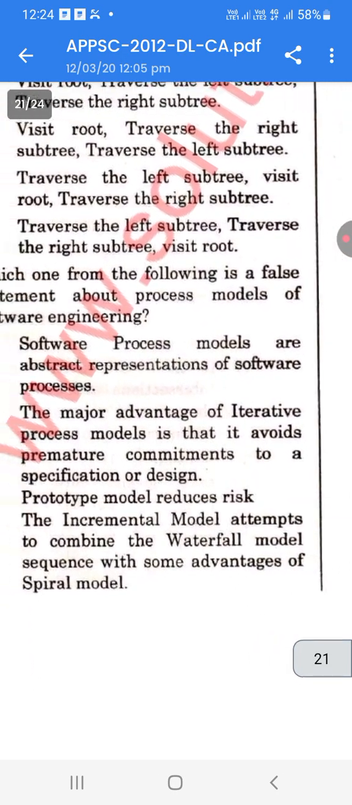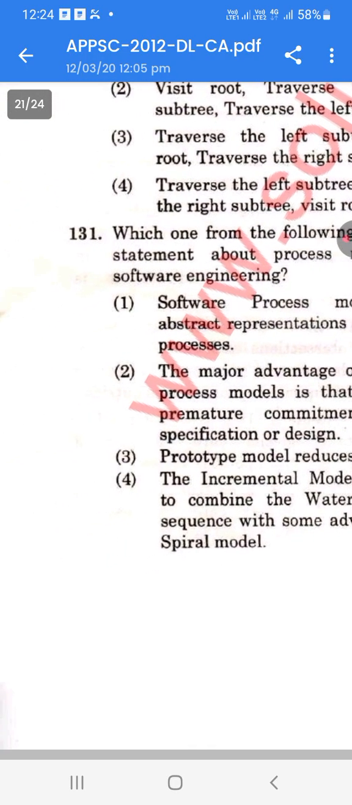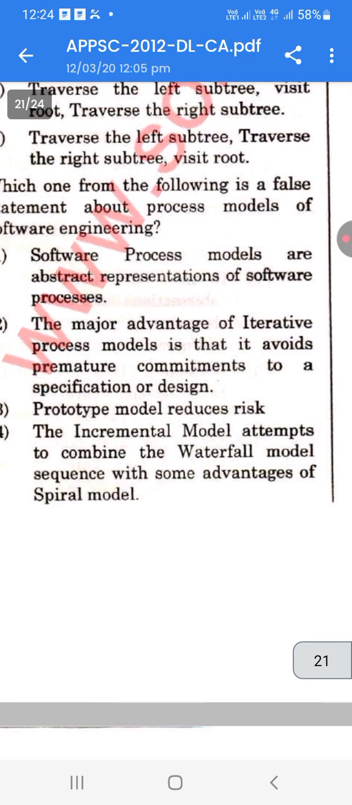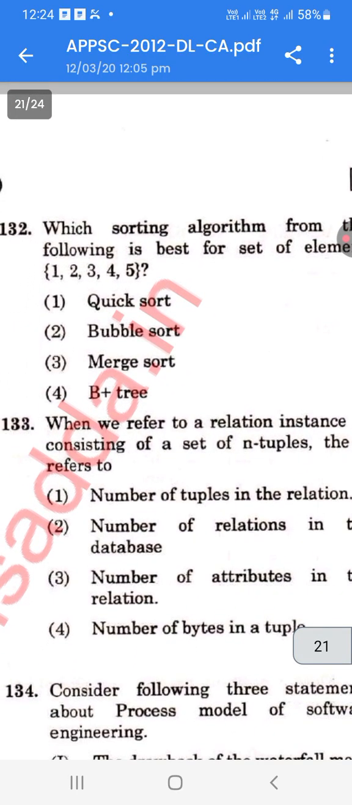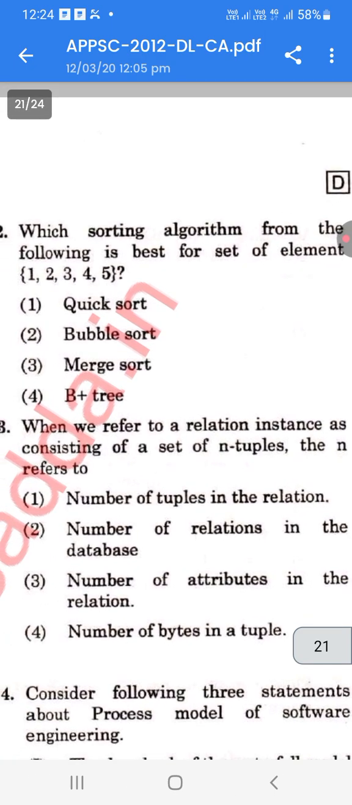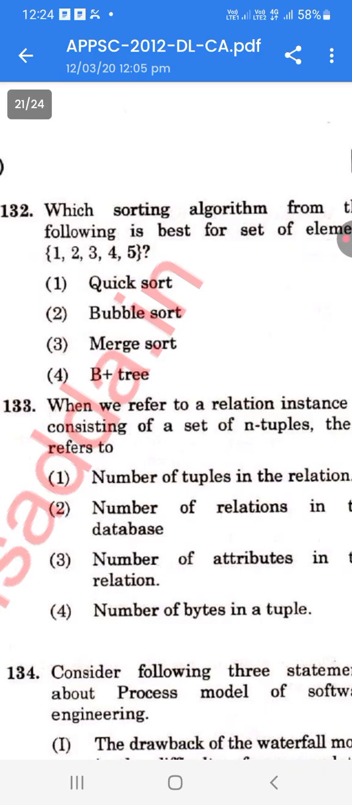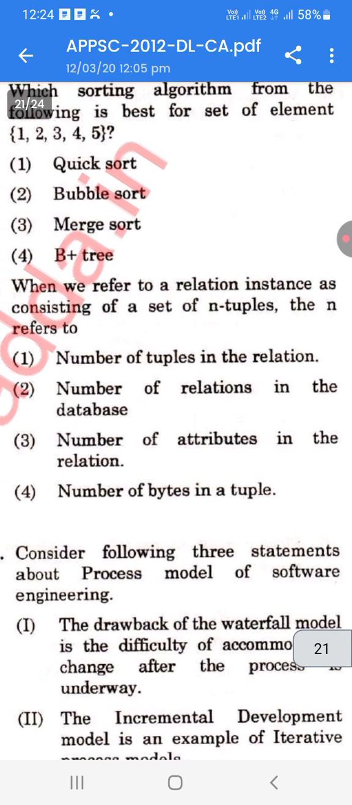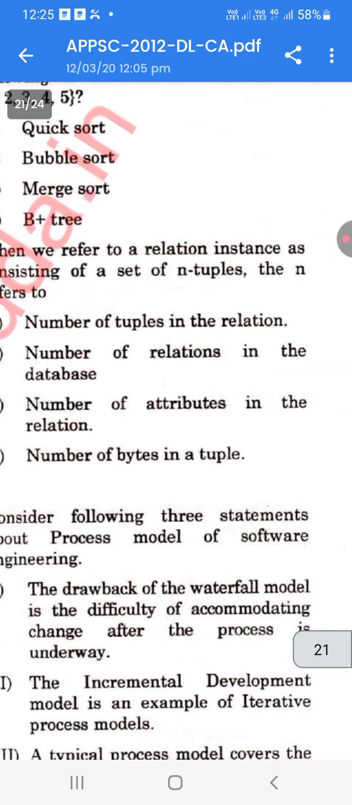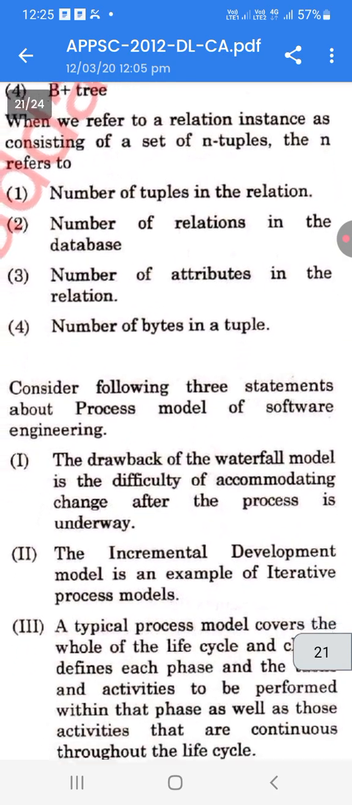Which one from the following is a false statement about process models of software engineering? Fourth one, the incremental model attempts to combine the waterfall model sequence with some advantage of spiral model. 132. Which sorting algorithm from the following is best for set of elements 1, 2, 3, 4, 5? 132. Second, bubble sort. When we refer to a relation instance as consisting of a set of n tuples, the n refers to number of tuples in the relation.